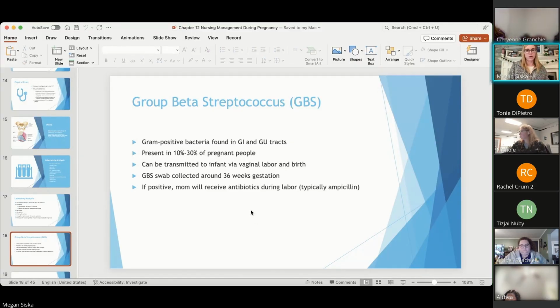I know some patients, it comes back positive and they're worried about it. So just making sure that we know to educate them that, hey, this is normal. Here's how we take care of it. Here's how we keep baby safe.